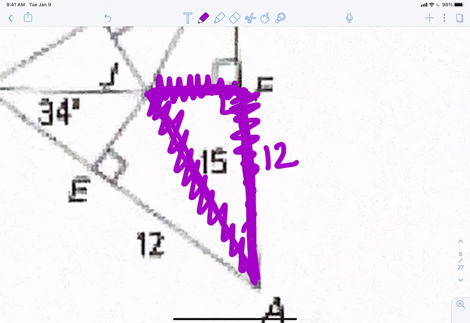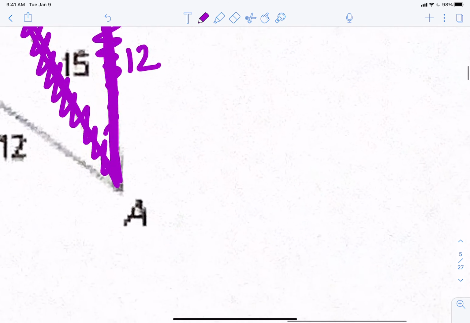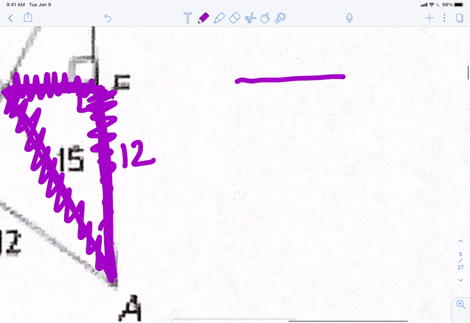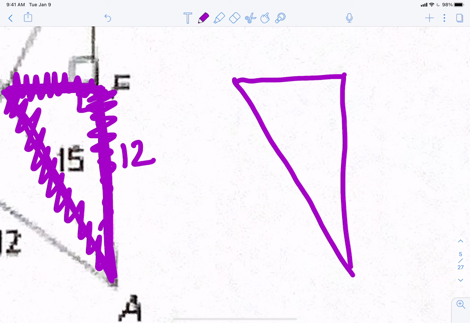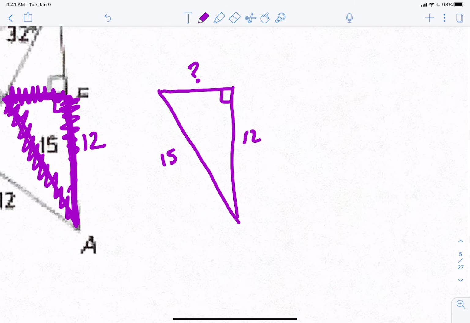Okay, it has to be the same on both sides because we bisected the angle, right? So I have a triangle that looks like this. A squared plus B squared equals C squared. So I have 15, I have a 12, and I have a question mark is what I don't know, right? Does 15 have to be C? Yes, it does.